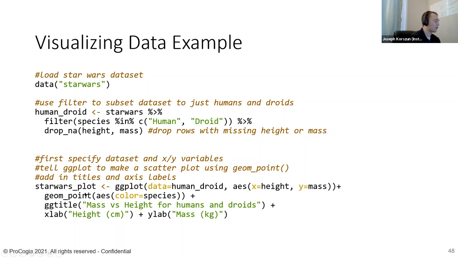And you can see we have our Star Wars plot now. Then we're going to take our ggplot function. We're going to reference our data, which is the human droid object now, so we have a subset of the data set. And then we're going to apply some aesthetics to it. AES is short for aesthetics. For this example, the aesthetics are going to be our X variable, which is defined as height, and our Y variable, which is defined as mass. And then we can continue adding titles and axes and other things like that.